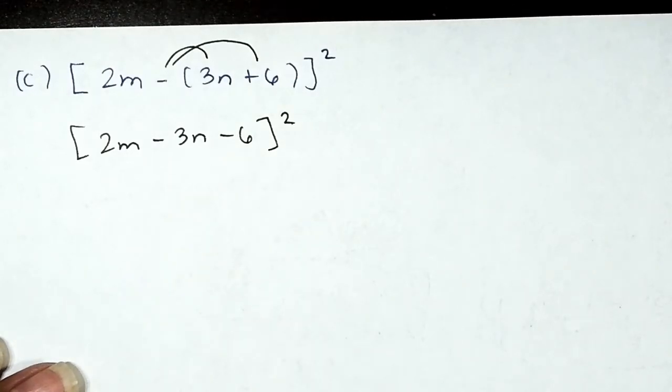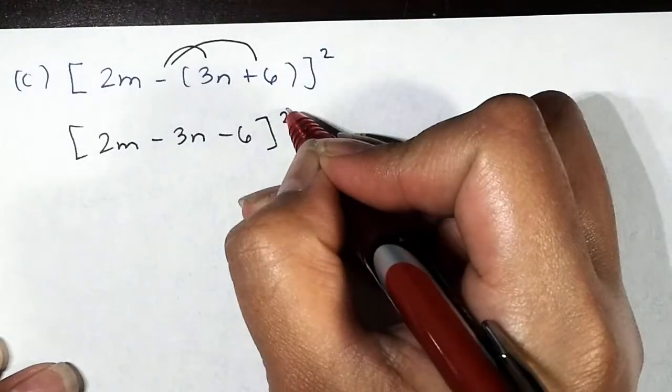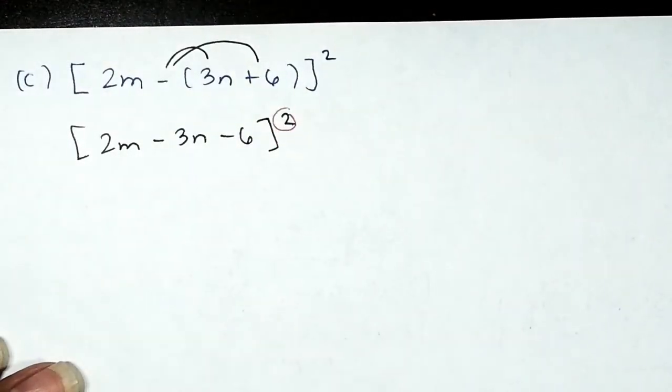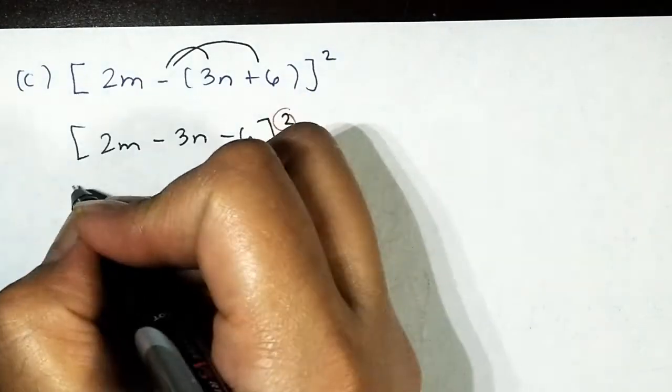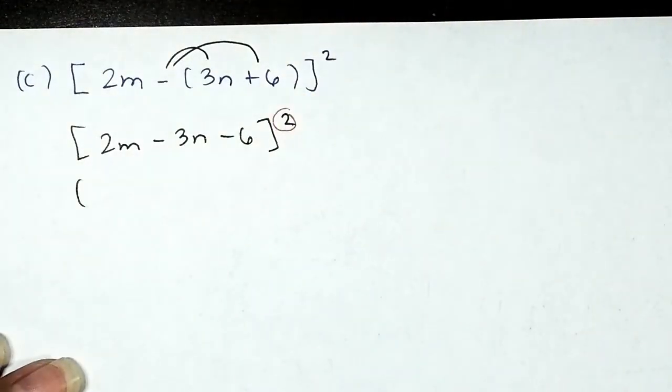How are we going to handle it? Well, we're just going to rewrite it without the exponent of 2. We're going to write 2 factors of this base. So I'm going to go ahead and switch it to parentheses.